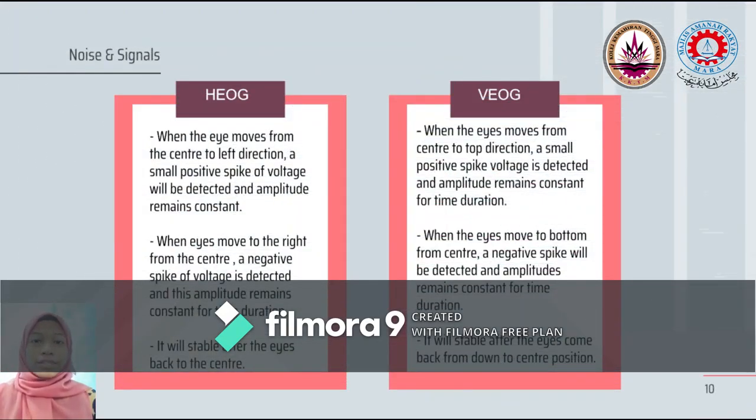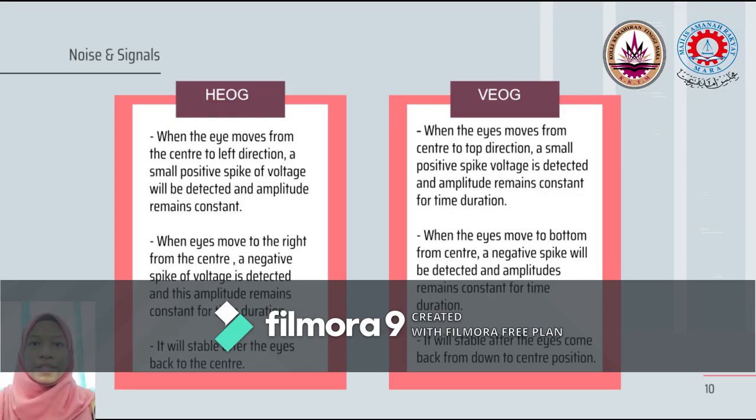What is EOG signal? When eyes move from center to the left direction, a small positive spike of voltage is detected and the amplitude remains constant as long as the eyes are to the left. When eyes move from center to the right, a negative spike of voltage is detected and this amplitude remains constant for a time duration as long as the eyes are to the right. The voltage comes to a stable value when the eyes come back to the center from the right.